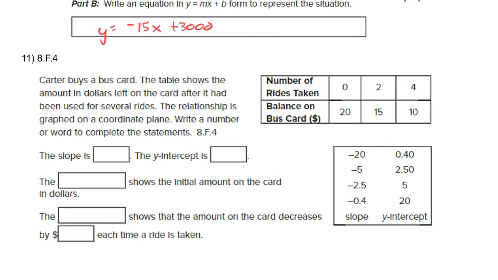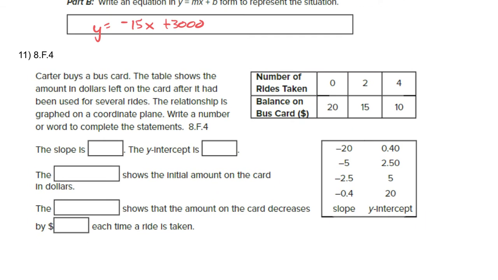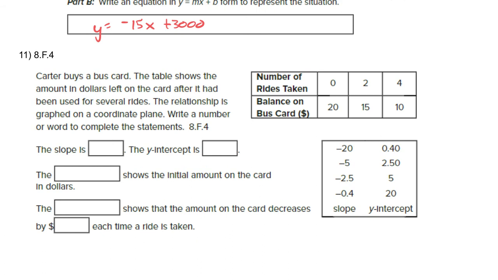Number 11. Carter buys a bus card. The table shows the amount of dollars left on the card after it had been used several times. The receipt is graphed on a coordinate plane. Uh-oh. I think I need the coordinate plane. Well, maybe I don't.